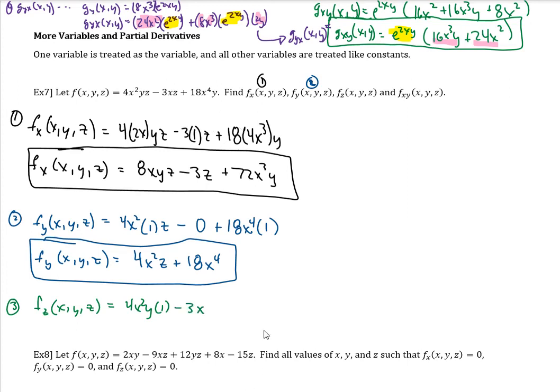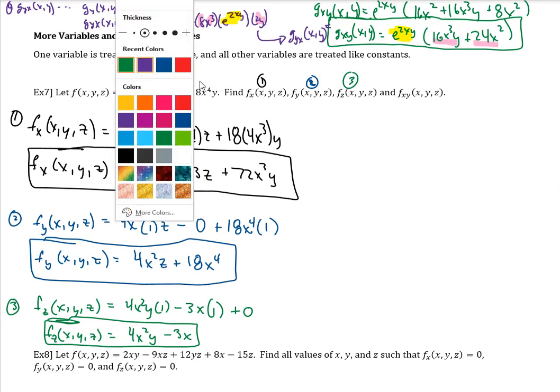Z is involved in the second term. The derivative of z is 1 again. And then the last term doesn't have z in it, so its derivative would be 0. I'm just using a placeholder. And so we've got it. It looks like it's 4x squared y minus 3x. There we go. So that was the third one. We did the first partial derivative with respect to z down there in the green.